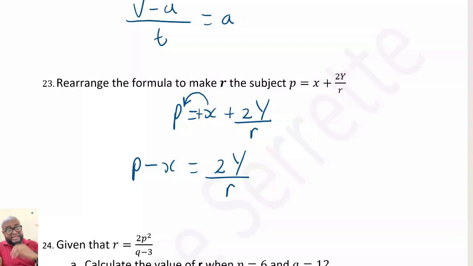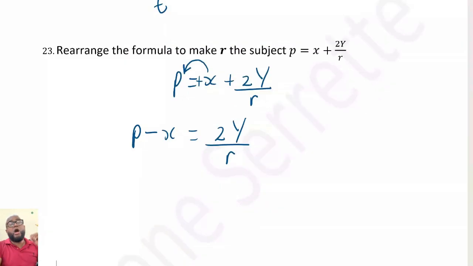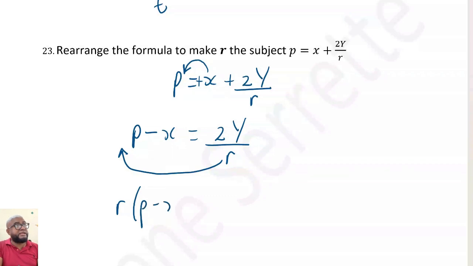Now, R is in the denominator position. So in order to make R the subject of the formula, we must move this R from the denominator position. So when you move it here, what do you do with it? What's the opposite of divide? It's being divided on the right. Multiply. So it's going to be R multiplied by P minus X is equal to 2Y. Everybody good there? Yes, sir.